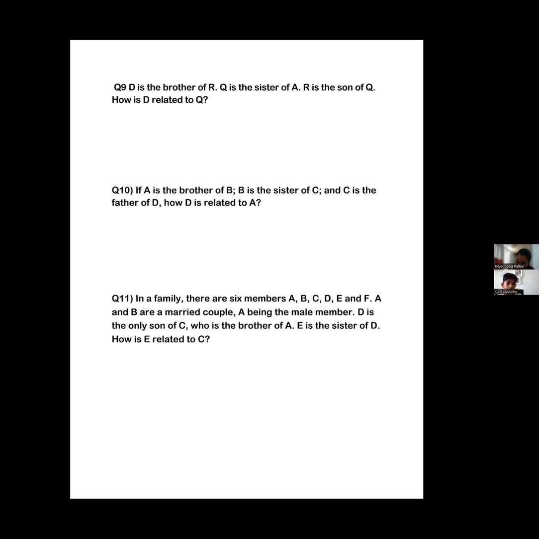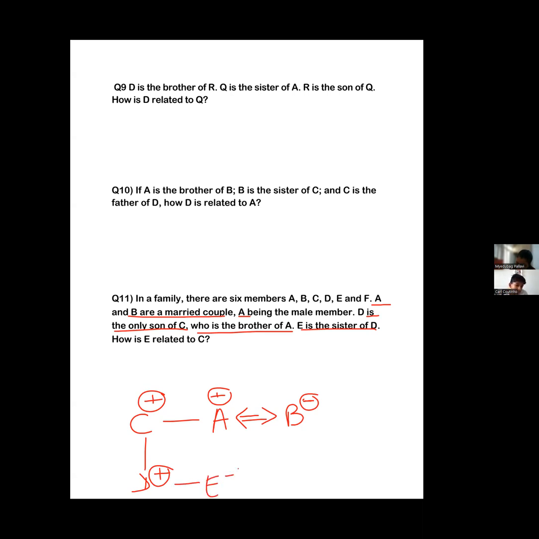See, first information was A and B are married couples. So we write them like this, A being the male member, so plus with A, and B will be negative. D is the only son of C, who is the brother of A. So C is the brother of A, and D is the only son of C. E is the sister of D.